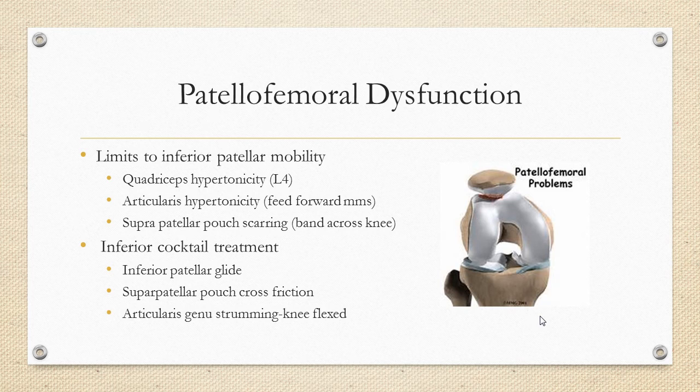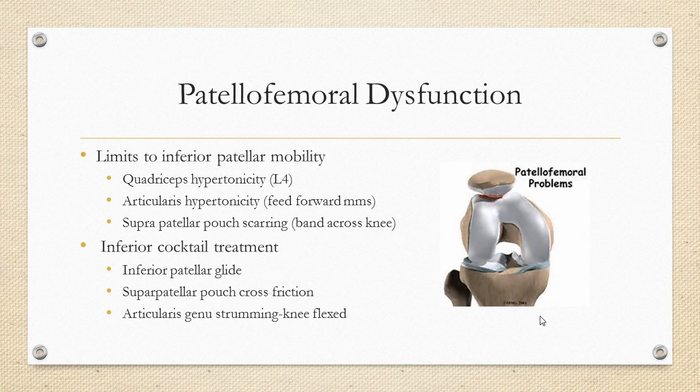This is very similar to what the transverse abdominal muscles do. When the brain sends messages to the body that say, hey, we need to bend our knee, the articularis genu fires immediately to pull the fat pad out of the way so that there's not compression during knee flexion.